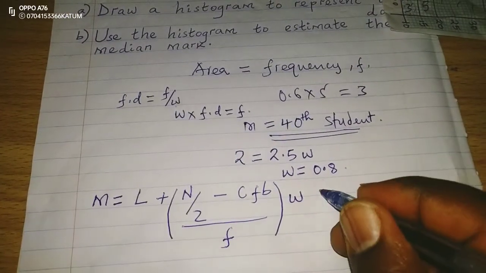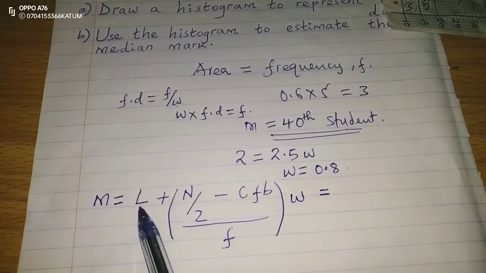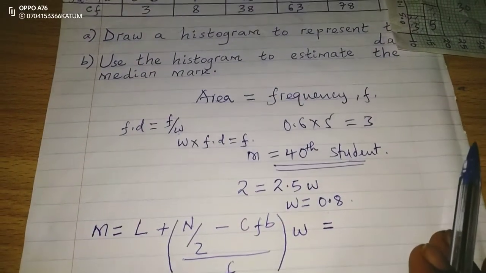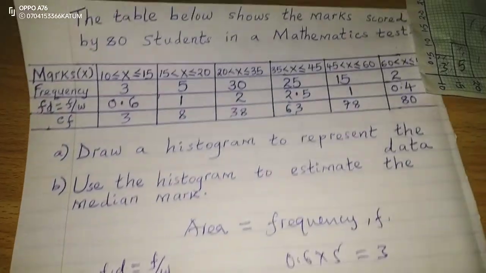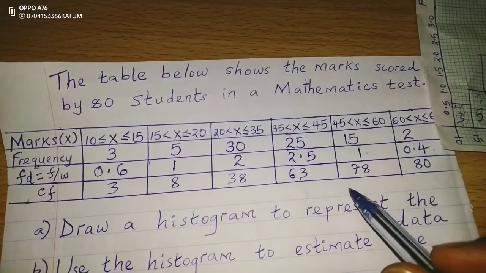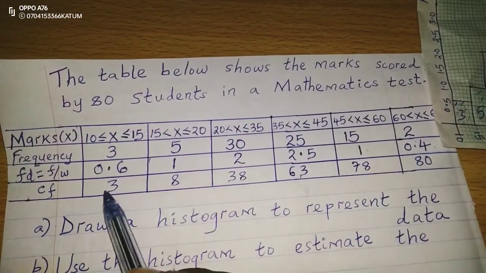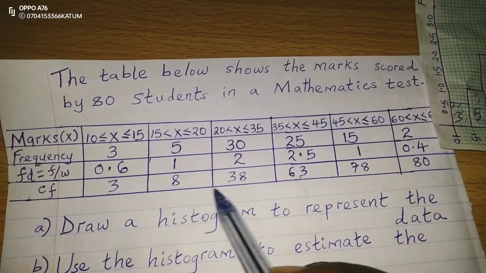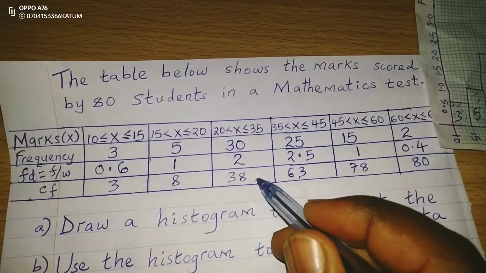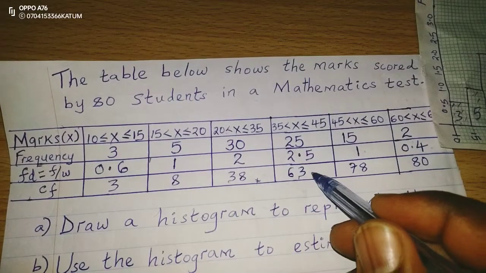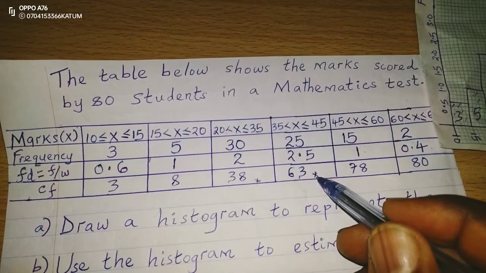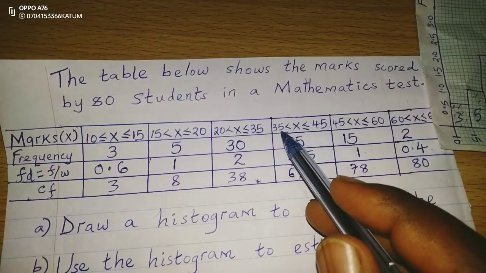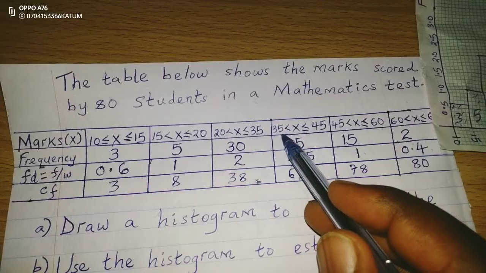Therefore, in the substitution of this formula, I will start with the lower boundary of the median class. Now, the median class is the class that accommodates the median. The class which accommodates the 40th student is going to be, when we count using the cumulative frequencies, we discover that up to this we have not reached the 40th student. So this is the class having the 40th student, and it becomes our median class. Therefore, the lower class boundary in this case is going to be 35.